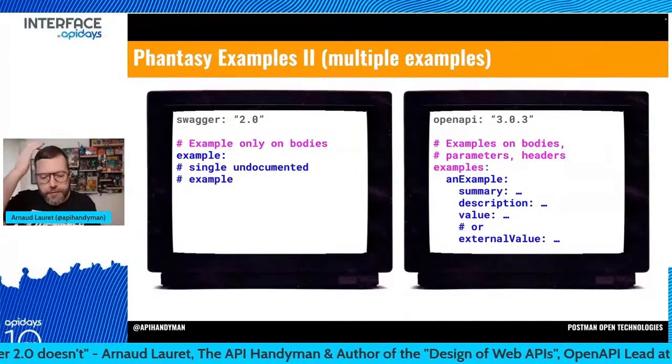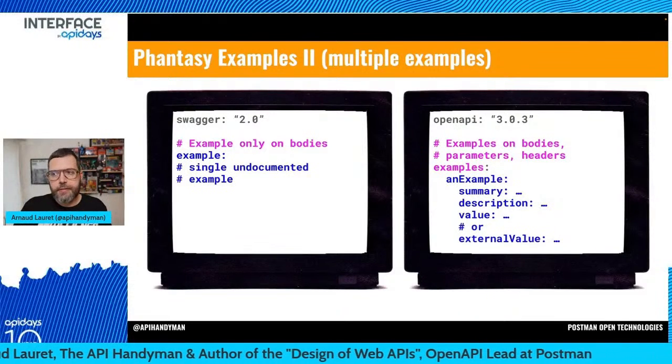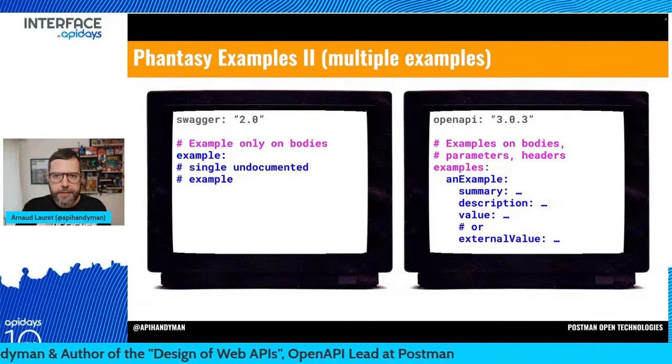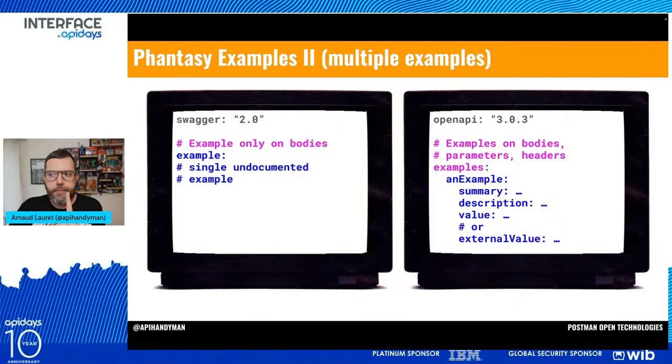That was a real problem. And if you wanted to put examples on bodies that are requests or responses, you could only have one example. You could possibly use a trick, cheating with the content type, which is inside example, to put multiple examples, but it was not made for that, and the rendering and documentation is not really cool. In OpenAPI 3, you have examples on parameters, response headers, request bodies, and response bodies. And you can have multiple examples.